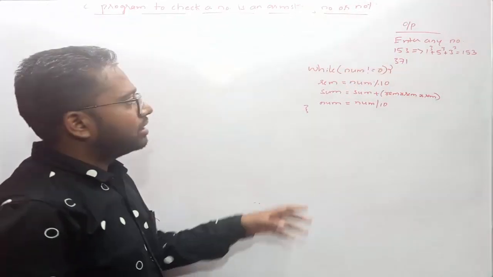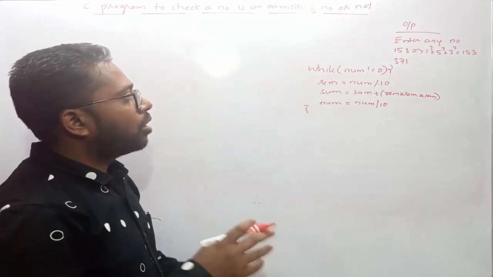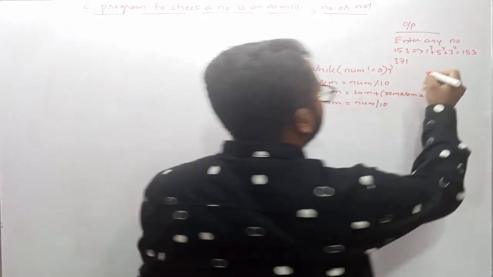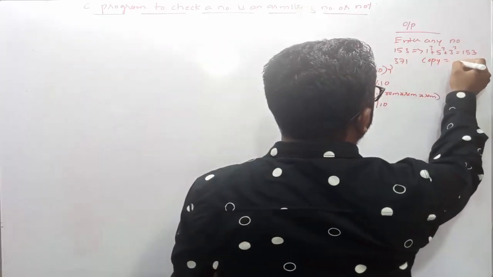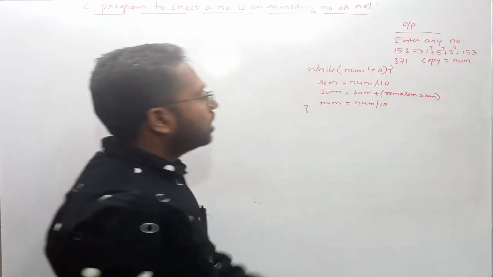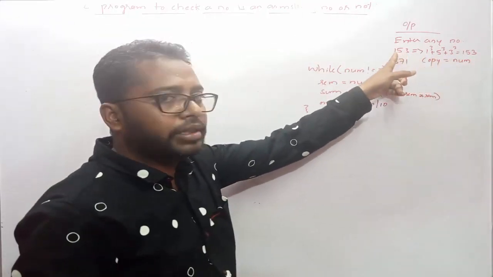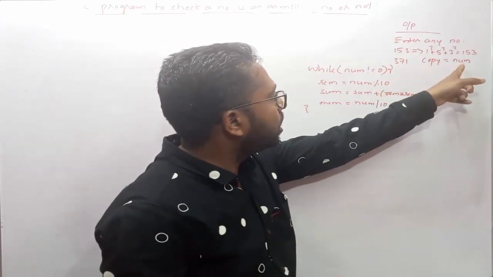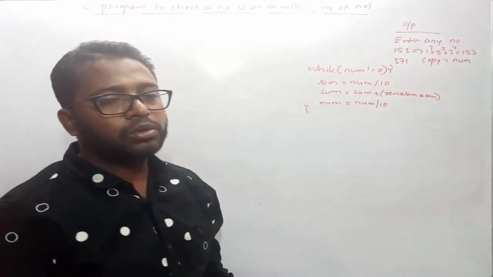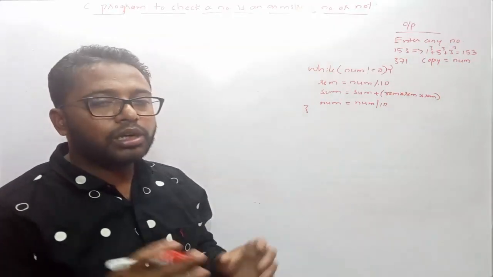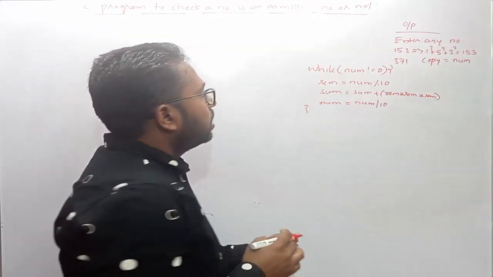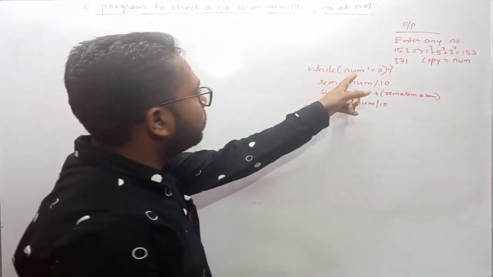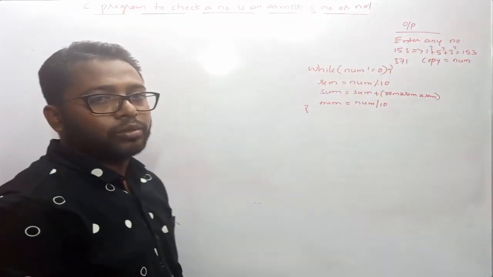Before starting the while loop, we first need to copy this value into some other variable. Copy is equal to num. Num will hold this value 153. At the very beginning itself we need to take a copy of num inside this copy variable, so that later on we can use that copy variable to make the comparison. Now these are the statements which we need to execute until the value of num becomes 0.